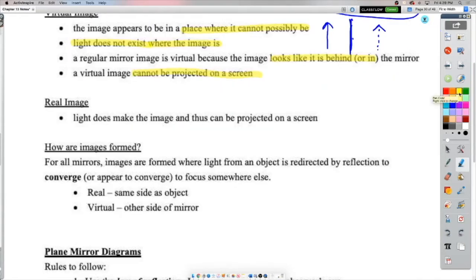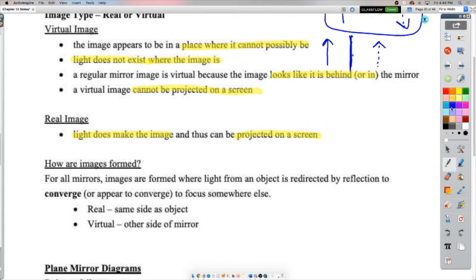A real image is when light does make the image, right? So really, light truly is focusing there, okay? It's not just appearing to focus there, and it's producing an image. So you can actually take a real image and project it on a screen. We'll see that when we do lenses. It's true for mirrors too, it's just a little easier to show with lenses.